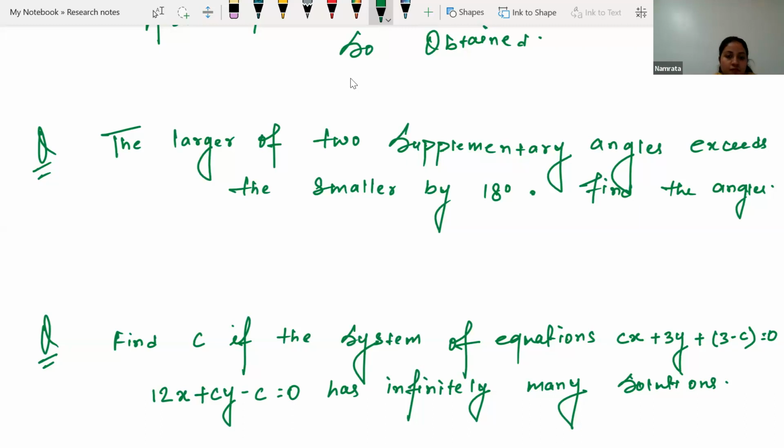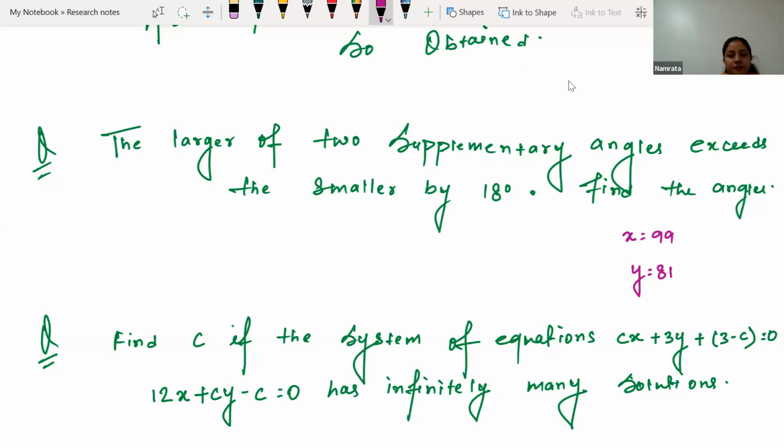Yeah, I got the answer. What you got as the two angles? I took them as x and y, x is greater than y. I got x as 99 degrees and y as 81 degrees. How have you done this one? I took x greater than y.